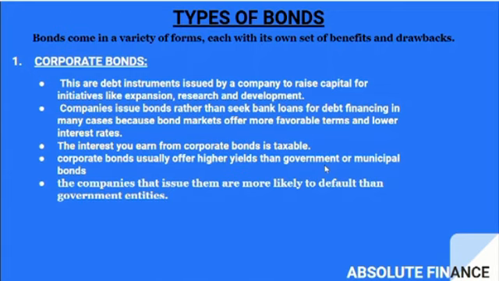Types of bonds. Bonds come in a variety of forms, each with its own set of benefits and drawbacks. Now, there are three types of bonds. There are a lot of bonds though, but there are just three types that are commonly known and very, very common. Number one is the corporate bonds.